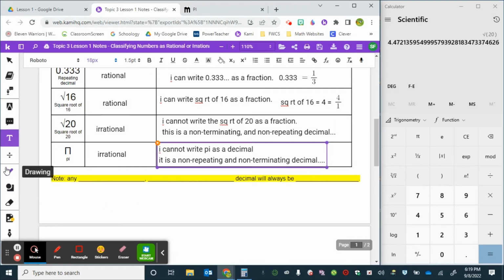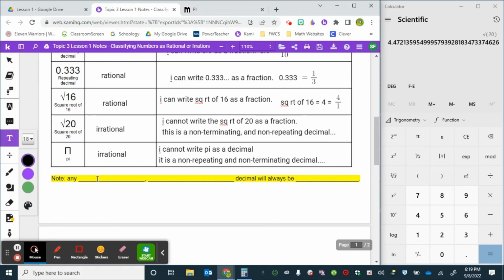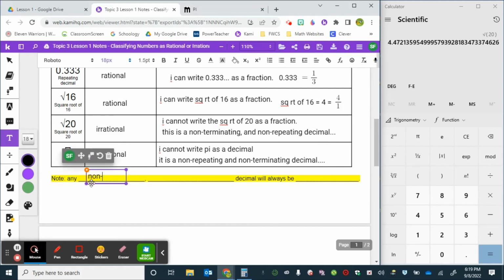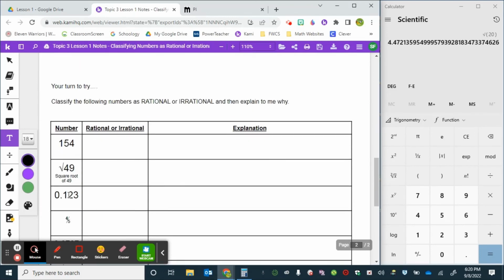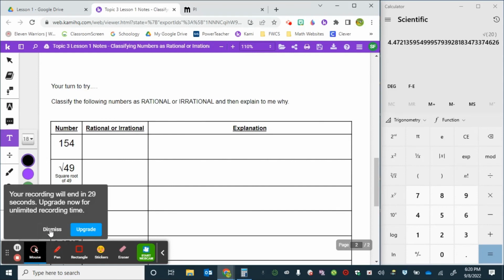So just to close up, right? Any non-terminating, non-repeating decimal is always going to be irrational. Go ahead and pause the video and then scroll down here, and you can let me know whether these numbers are rational or irrational, and then please give me an explanation on why it is rational or irrational.